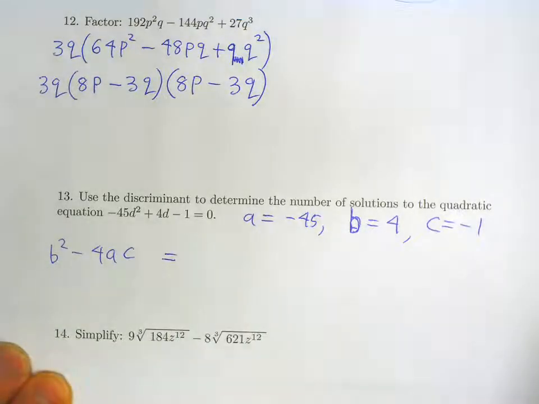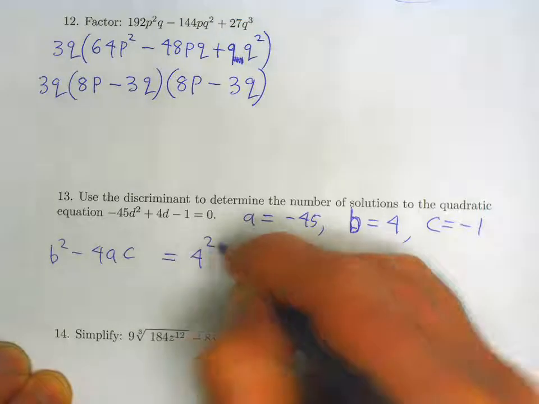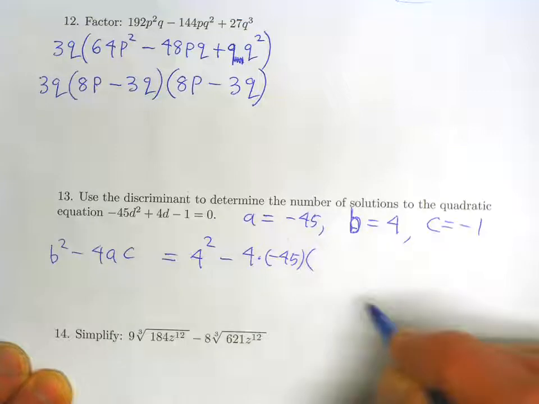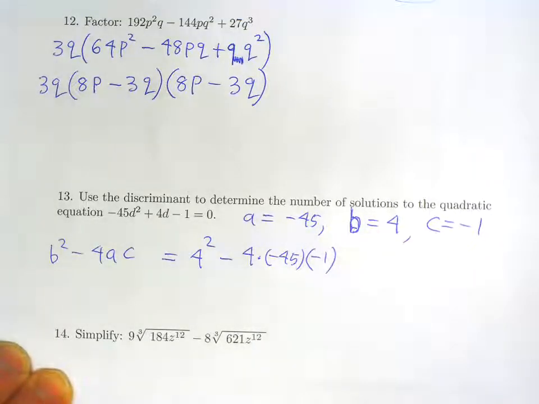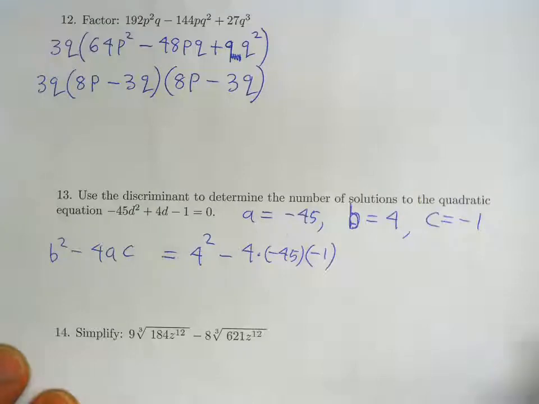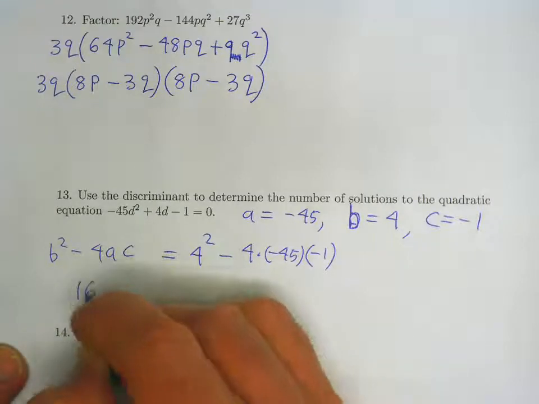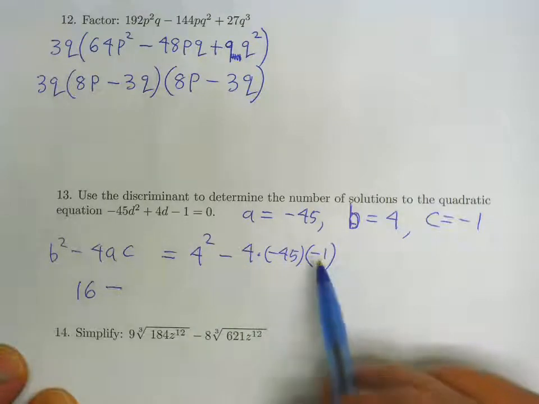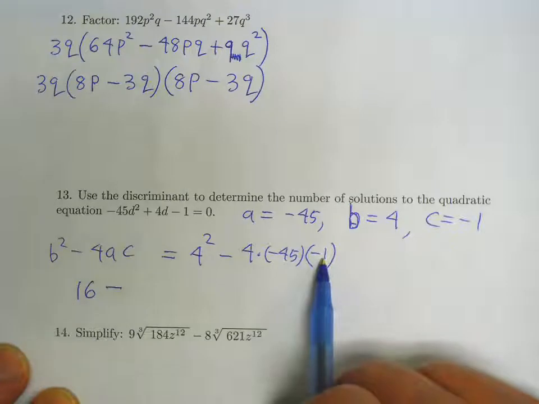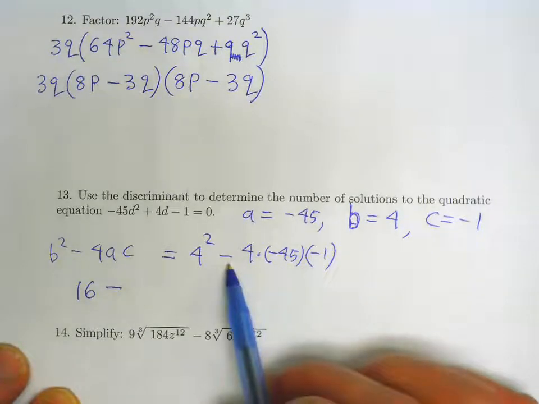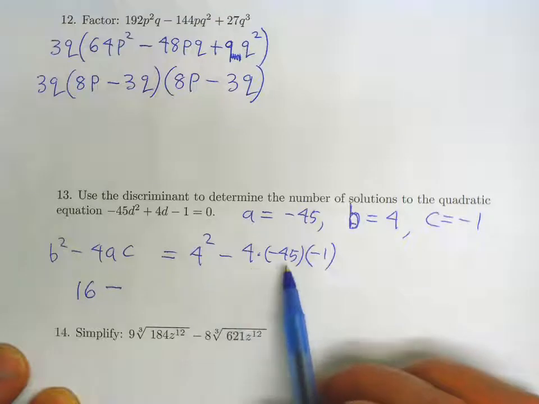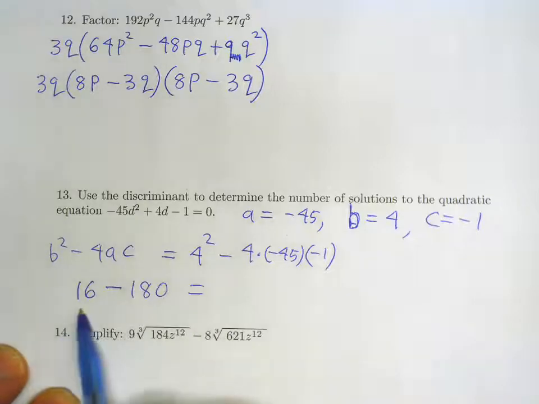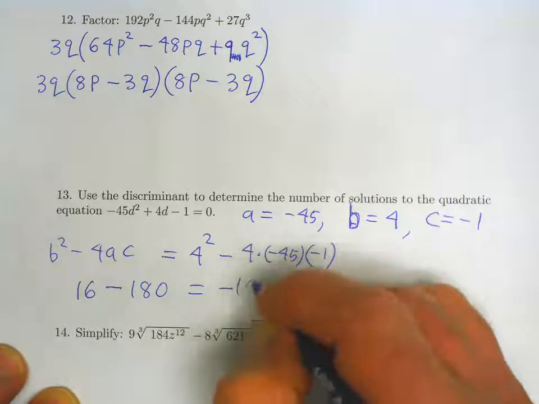So b to the second minus 4ac is 4 to the second minus 4 times negative 45 times negative 1. And then we'll do the arithmetic. So 4 to the second is 16. And we're subtracting 4 times negative 45 times negative 1. Negative 45 times negative 1 is positive 45. So we're subtracting 4 times 45, which is minus 180. And 16 minus 180 is negative 164.